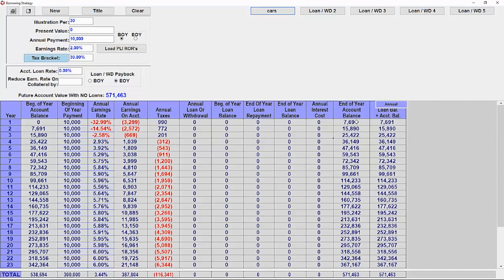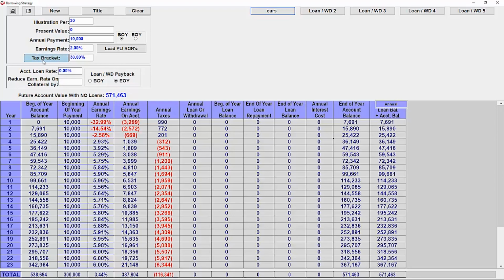And when we specially design these policies for cash value, we're able to get good first year cash value, but it's still not 100%. So this person's putting in $10,000 and only has access to $7,691, and it takes a couple of years to get a positive annual cash flow. But one thing to notice is the end of $571,463 is far greater than the $374,000.